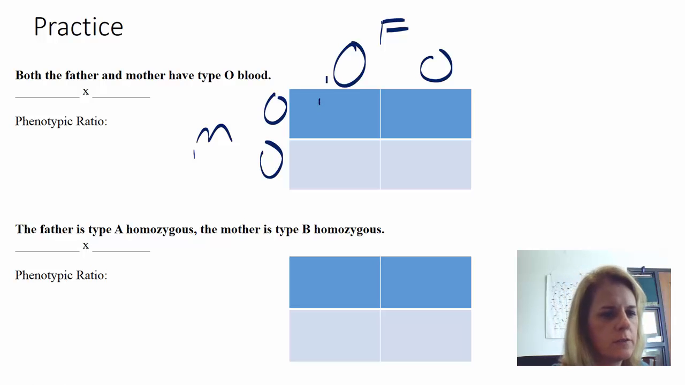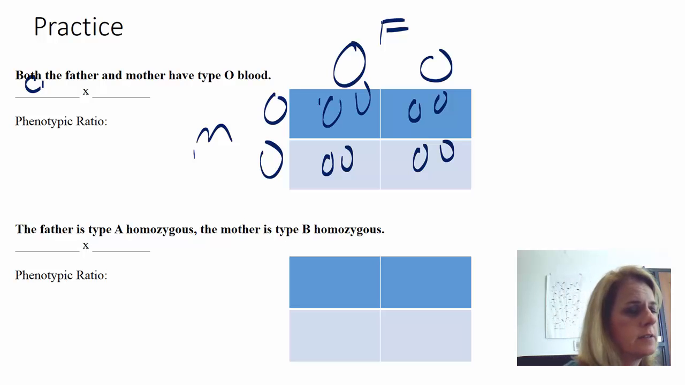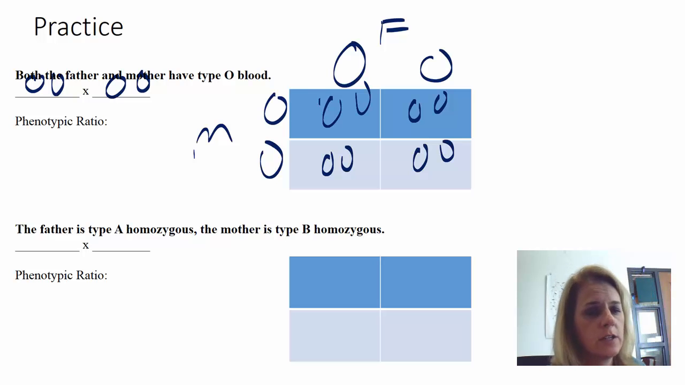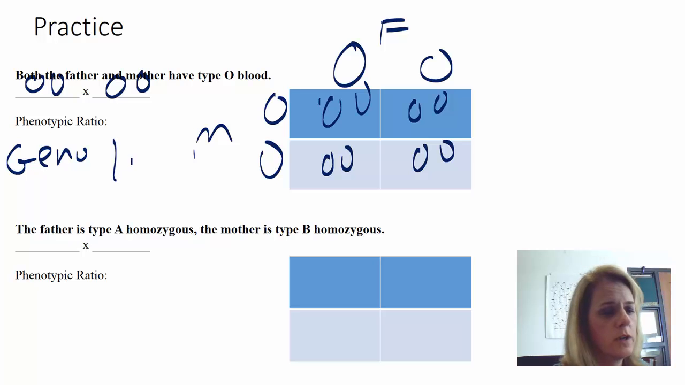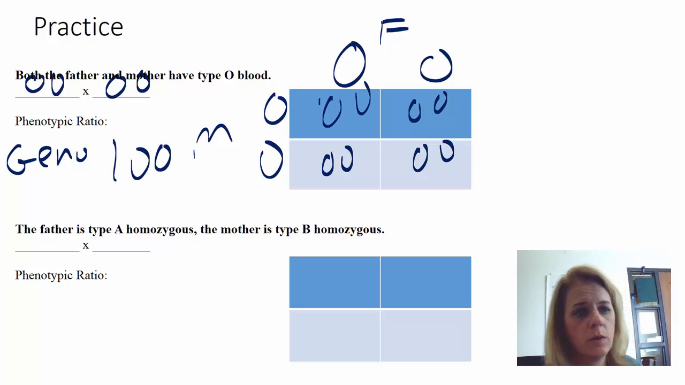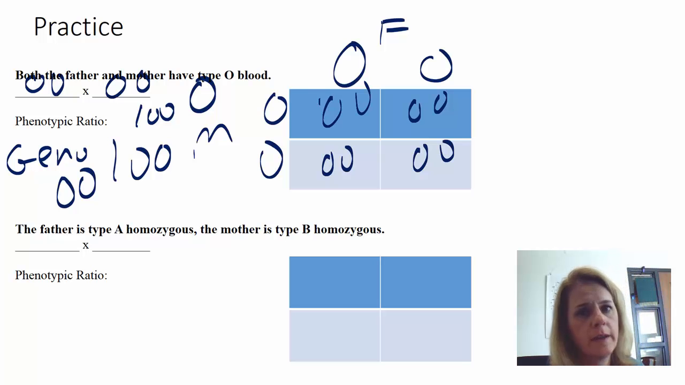So this means, put this one together, OO, OO, OO, OO. All right, so dad has OO, mom has OO. The genotypic ratio of the children is 100%. It's going to be OO blood. The phenotype, 100%, is going to have O blood. So the genotype would be OO and the phenotype would be O blood.